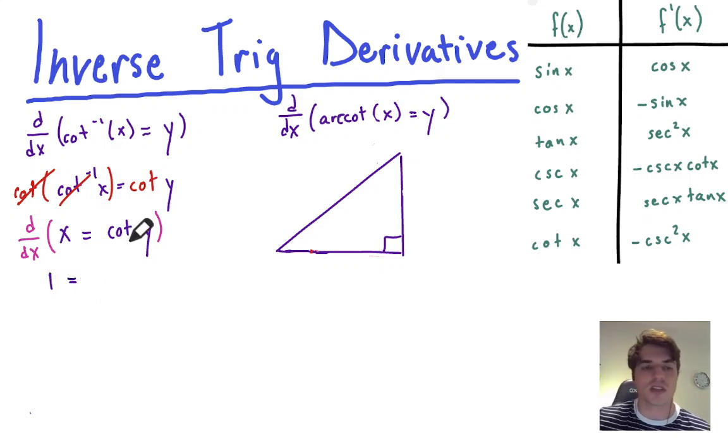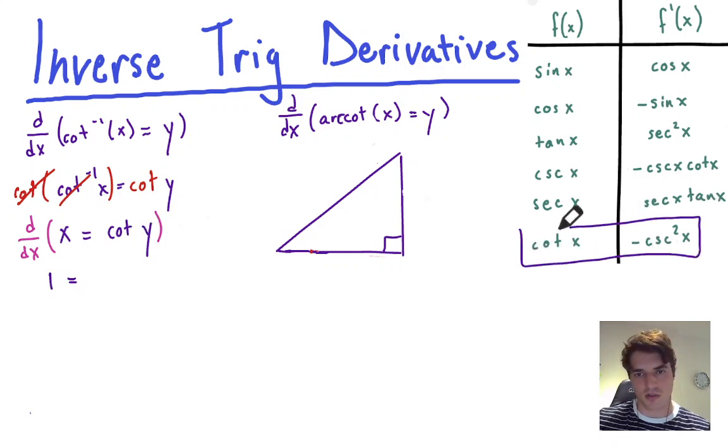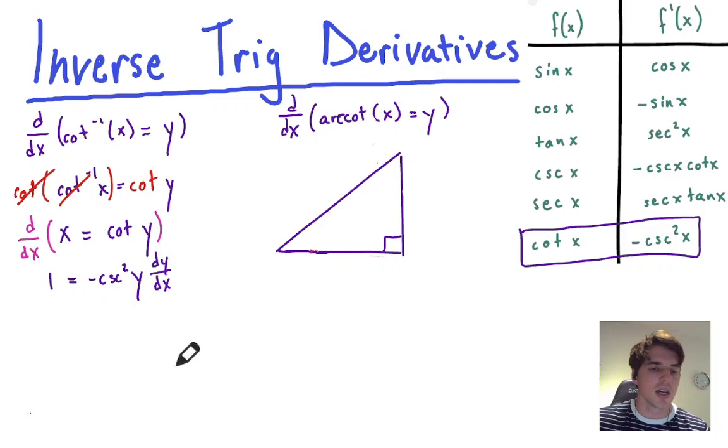The derivative of cotangent of y, we will use our cotangent derivative here, negative cosecant squared of y. And I want to remind you that we need the chain rule, and we need to think about implicit differentiation here because the derivative of y is dy dx, or y prime. Okay, so we've got 1 equals negative cosecant squared of y times dy dx.